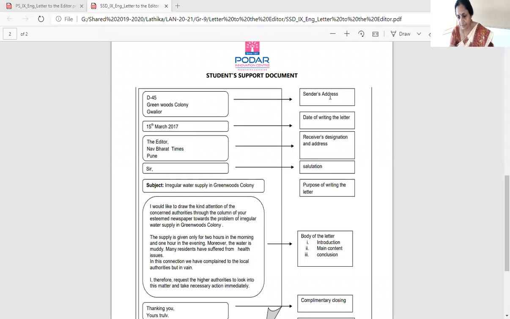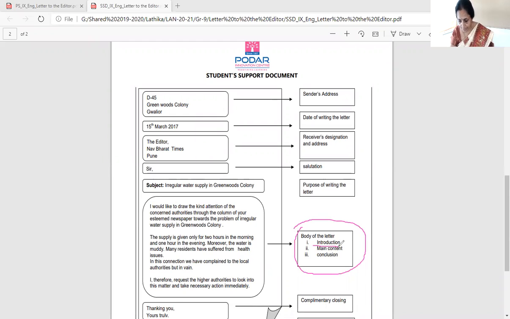Okay, so I was telling you that the body of the letter will have 3 parts. So I will just share the format with you once again. We've already discussed the sender's address, date of writing the letter, receiver's designation and address. We've spoken about that already. Now, the body of the letter. There will be 3 main parts of your letter.